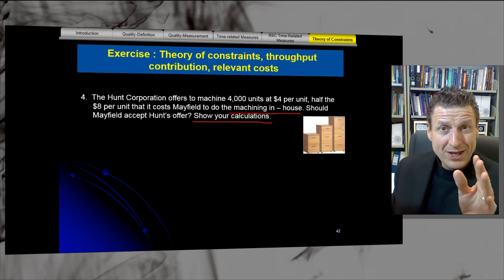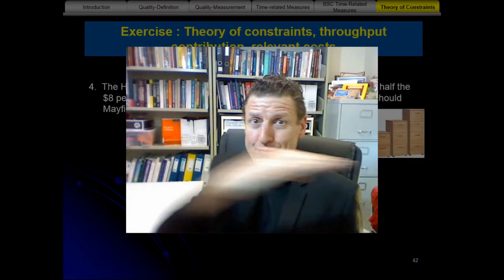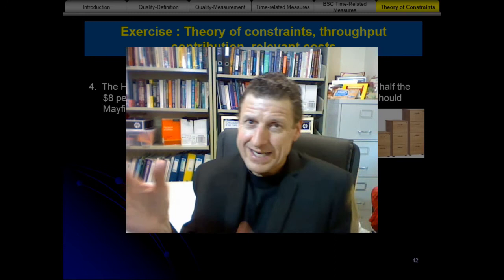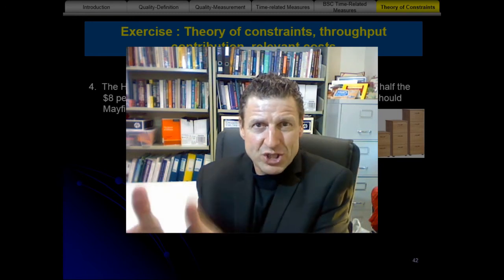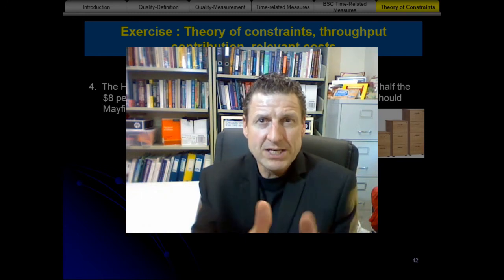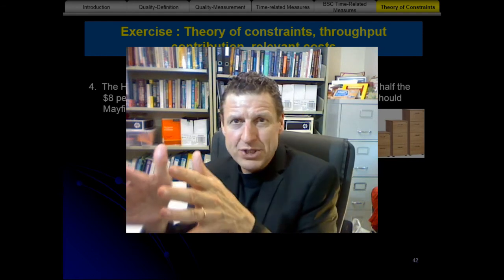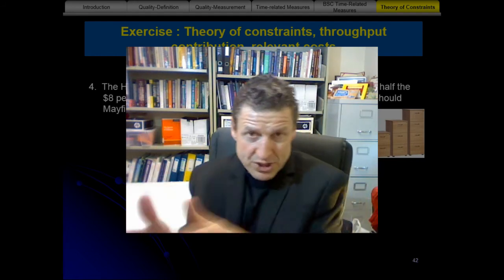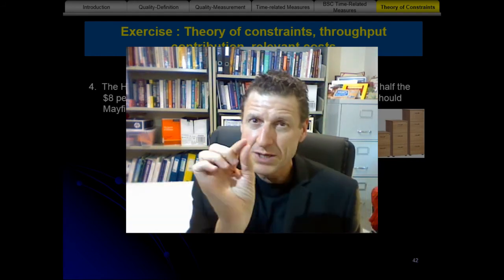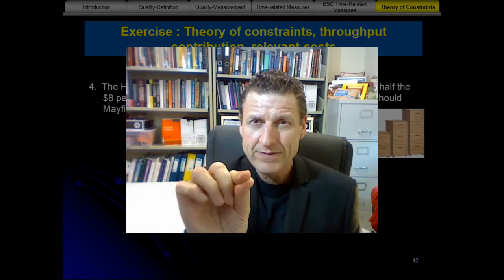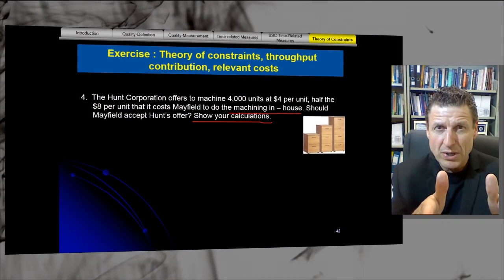Remember, the objective function here is throughput. It is not just machining, or finishing. It is machining, finishing. Throughput is the objective function. Under theory of constraints, finishing is a bottleneck operation.